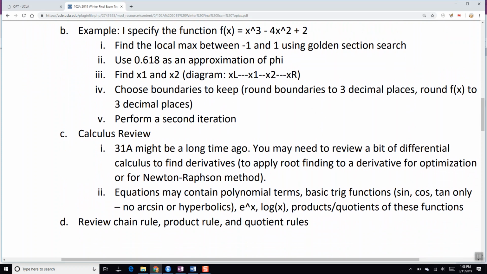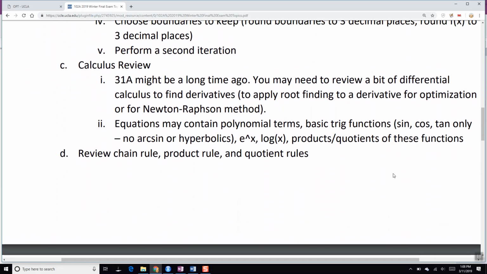It could contain polynomial terms, basic trig functions, and that means sine, cosine, and tangent. I won't give you things like arcsine or hyperbolic functions or things like that. It might have e to the x, and it might have log x, or some kind of product or quotient of those functions. So review your derivatives for those things. Make sure you know chain rule, product rule, and quotient rule. And that should be fine.